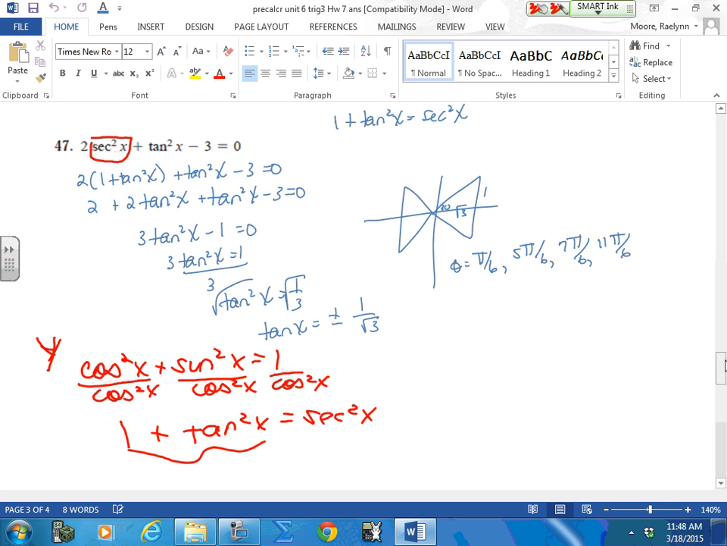So if we replace this with this identity, we're kind of doing the same thing that we did before. Distribute. Now again, be careful. This is on the same side of your equal sign. So you've got 2 tangents squared plus a tangent squared. So I've got 1 tangent squared plus 2 tangent squared. I got 3 tangent squared. I've got a 2 minus a 3. I got a minus 1. And from there you can solve.